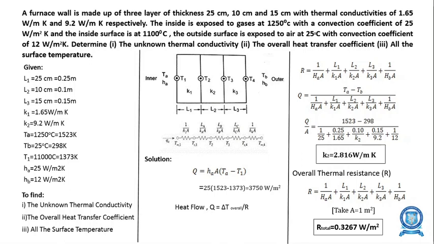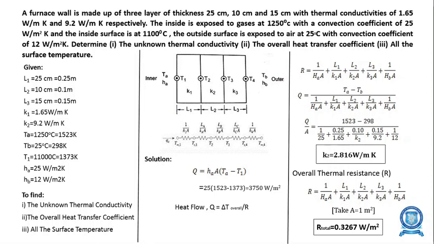A furnace wall is made up of 3 layers of thickness 25 centimeter. Therefore, the thickness is given. First, read the problem completely, 2 or more times to understand. After understanding the problem, we can solve the problem. A furnace wall is made up of 3 layers.